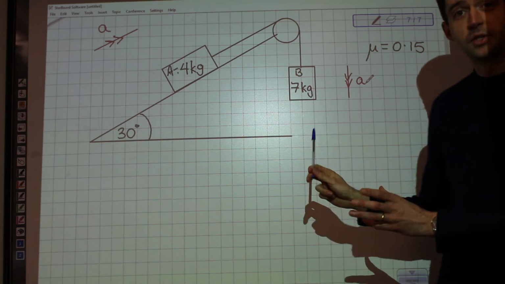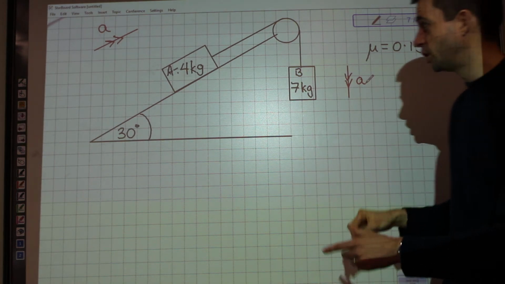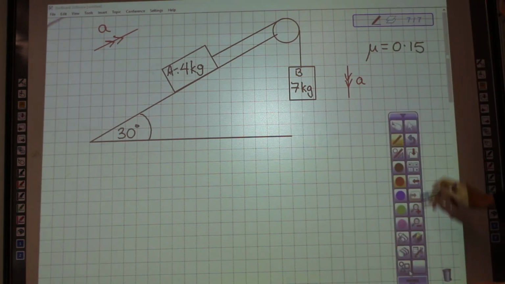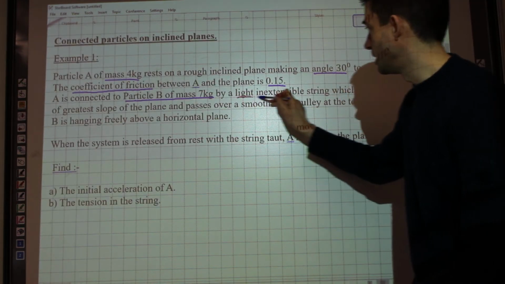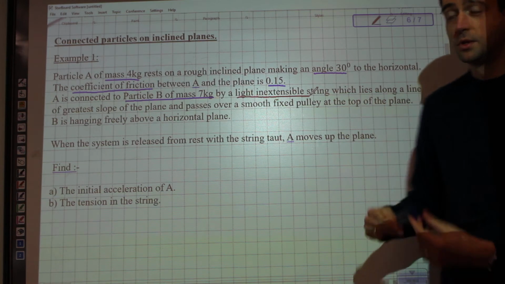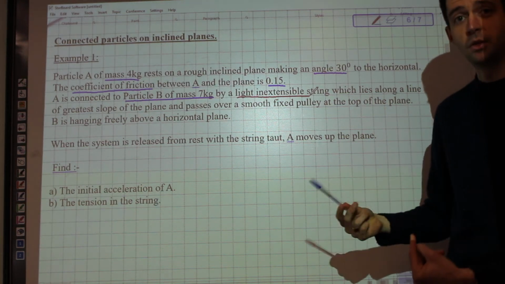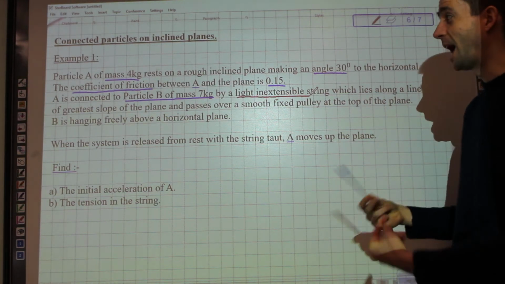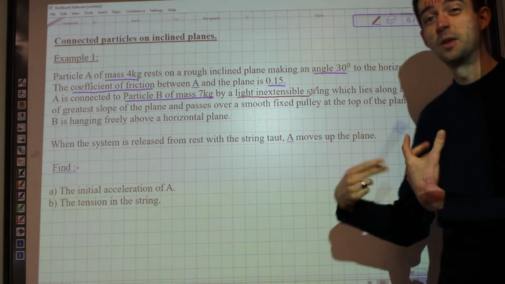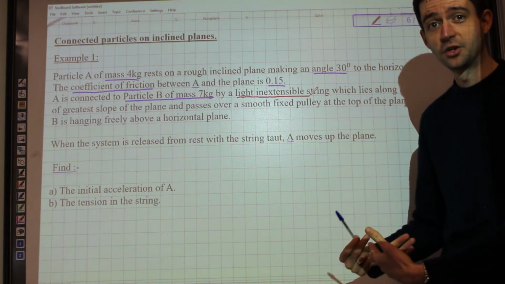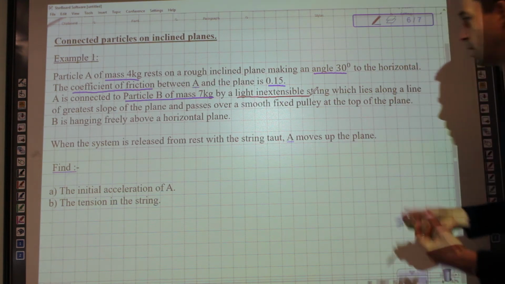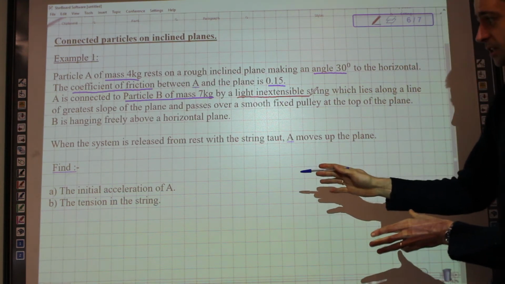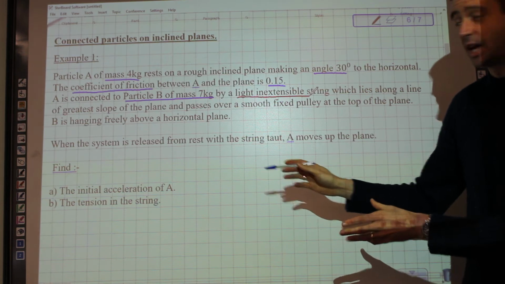So these two particles are going to move with the same acceleration, and we can assume that because we were told in the example that the string is light and inextensible. Light and inextensible string means that those two particles are going to accelerate at the same rate as each other. That's one of the modelling assumptions that we're often asked about at the end of these questions. Right, so we're going to be finding the initial acceleration of A and the tension in the string.